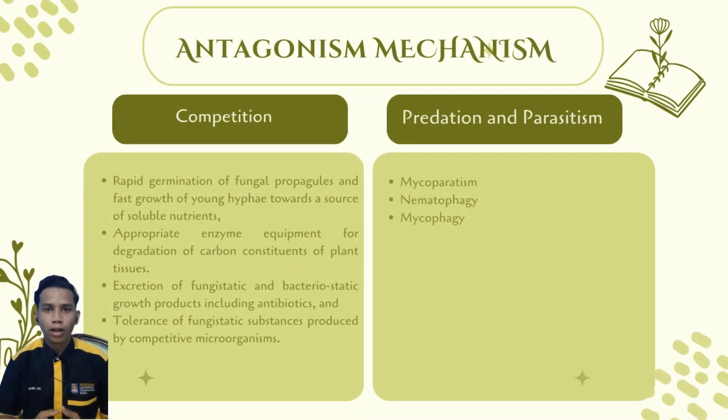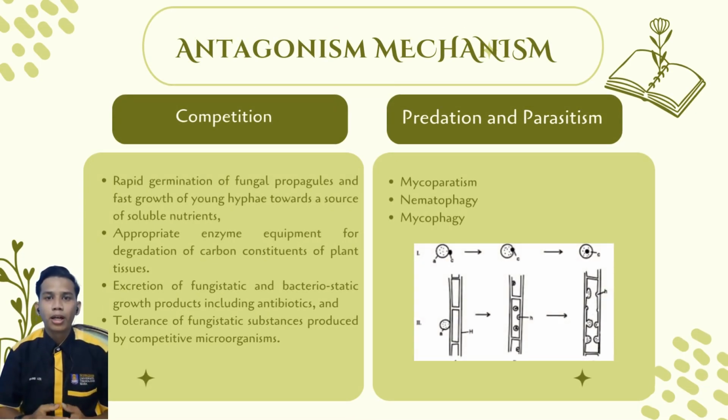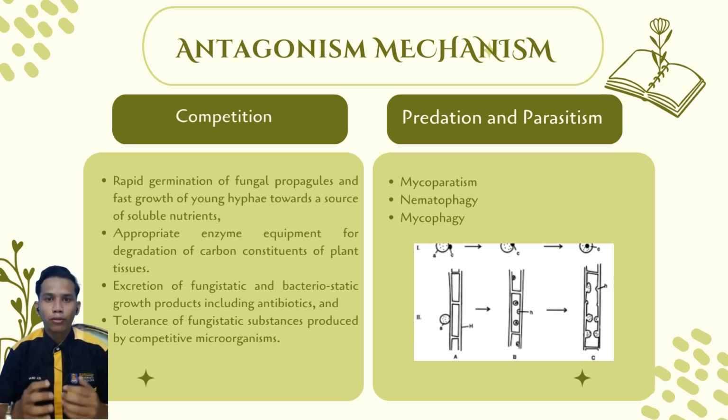The other part of the antagonism mechanism is competition. It involves rapid germination of fungal propagules and fast growth of young hyphae towards a source of soluble nutrients, appropriate enzyme equipment for degradation of carbon constituents of plant tissues, excretion of fungistatic and bacteriostatic growth products including antibiotics, and tolerance of fungistatic substances produced by competitive microorganisms.